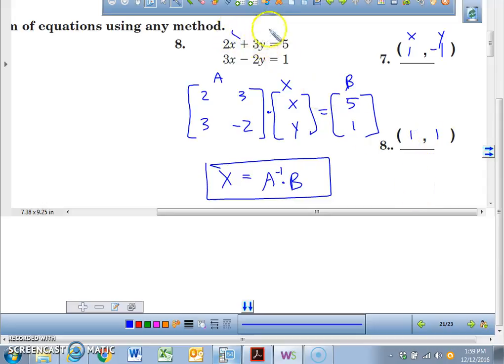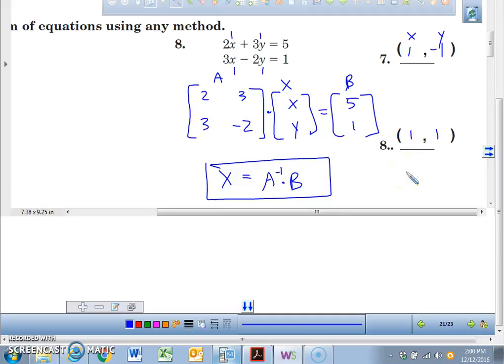And it kind of makes sense. Look, if I plug in a 1 right there, 2 times 1 is 2. 3 times 1 is 3. What's 2 plus 3? 5. Plug in a 1 there, plug in a 1 there. 3 minus 2 is also 1. So you can kind of look at that one and pretty much figure it out without having to do a whole bunch of work. But you're going to need to know how to use the inverse, because I'm just giving you a hint.